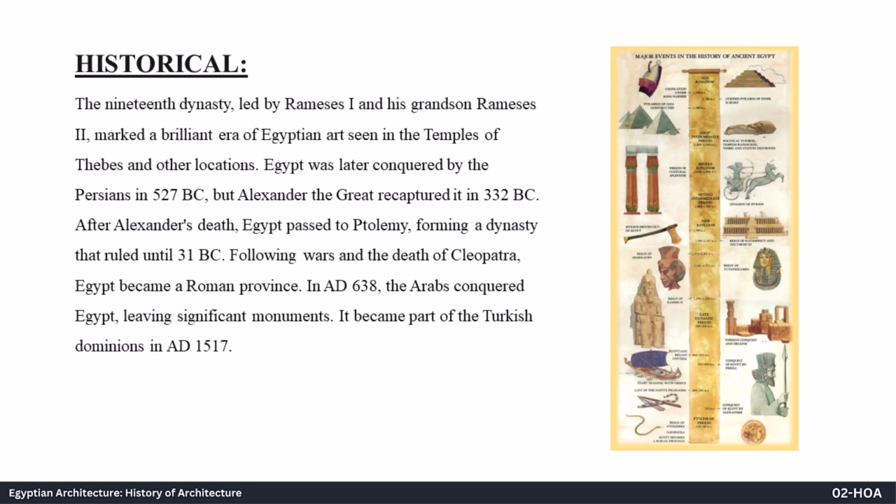The 19th dynasty, led by Ramesses I and his grandson Ramesses II, marked a brilliant era of Egyptian art seen in the temples of Thebes and other locations. Egypt was later conquered by the Persians in 527 BC, but Alexander the Great recaptured it in 332 BC. After Alexander's death, Egypt passed to Ptolemy, forming a dynasty that ruled until 31 BC. Following wars and the death of Cleopatra, Egypt became a Roman province. In AD 638, the Arabs conquered Egypt, leaving significant monuments. It became part of the Turkish dominions in AD 1517.